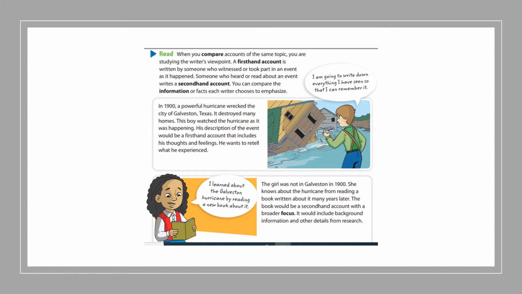Now let's go to the bottom section. The girl was not in Galveston in 1900. She knows about the hurricane from reading a book written about it many years later. The book would be a second-hand account with a broader focus. It would include background information and other details from research. Now her speech bubble says, "I learned about the Galveston hurricane by reading a new book about it." So remember, boys and girls, for a second-hand account, the individual was not at the event. They're using background information and details to know about the event. They were not there.